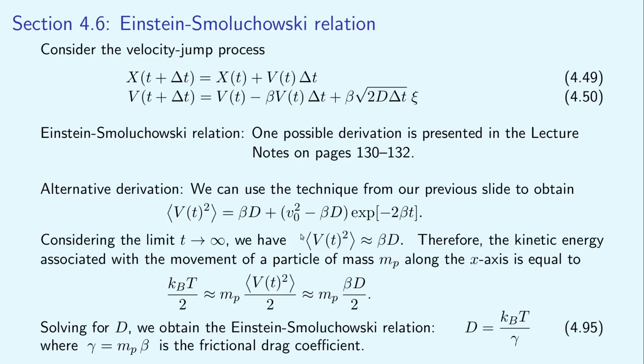Therefore, the kinetic energy associated with the movement of a particle of mass mp along the x-axis is equal to kBT divided by 2, and substituting for the second moment of velocity into this formula for the kinetic energy, I obtain that this is equal to mp beta d divided by 2. Solving for d, we obtain the Einstein-Smoluchowski relation, that the diffusion constant d is equal to kBT divided by gamma, where gamma is the frictional drag coefficient.